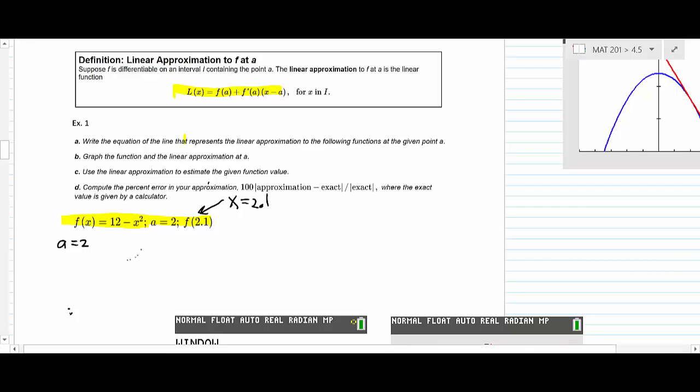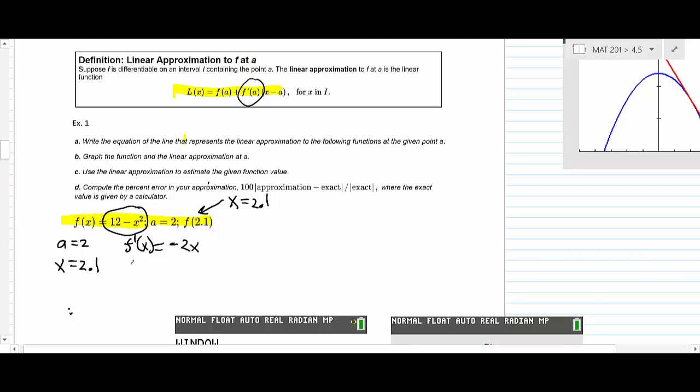First thing we need to do is we've got a is 2, we have x is 2.1. You want to find the derivative, so let's go ahead and do the derivative. This is the easy part of the problem. Tell me what the derivative of 12 minus x squared is. Negative 2x. Negative 2x, good.